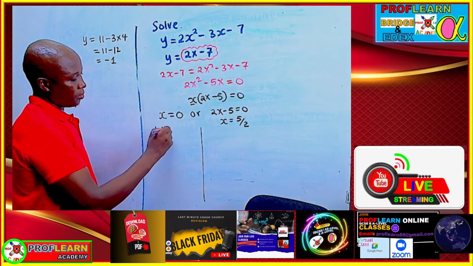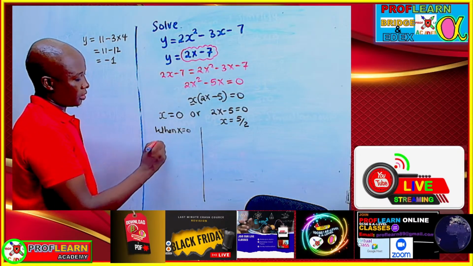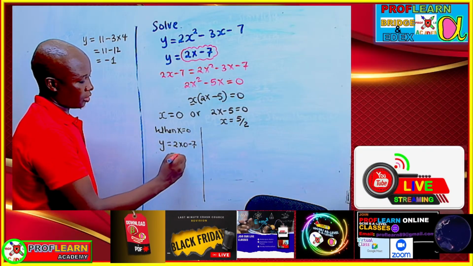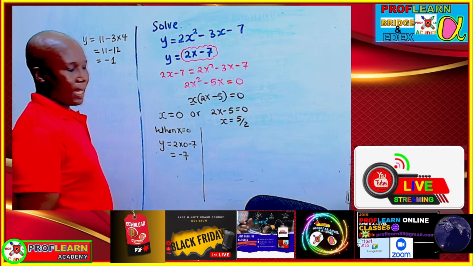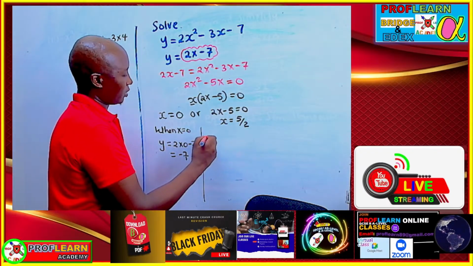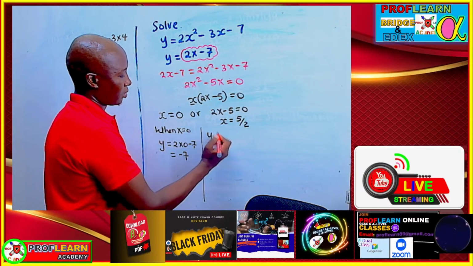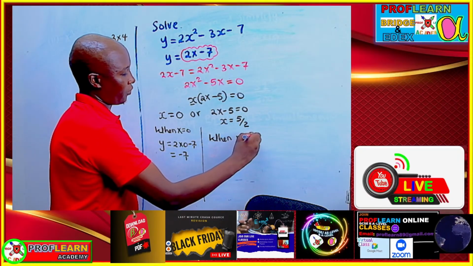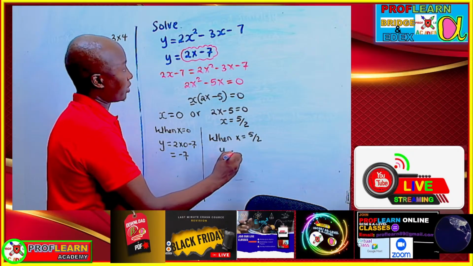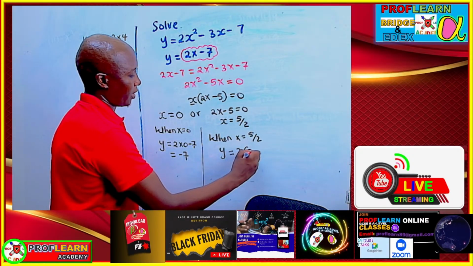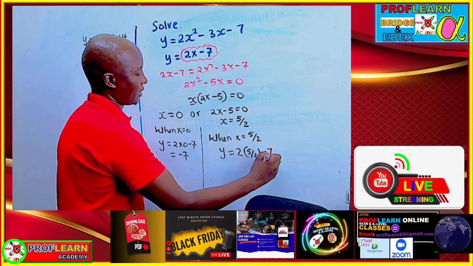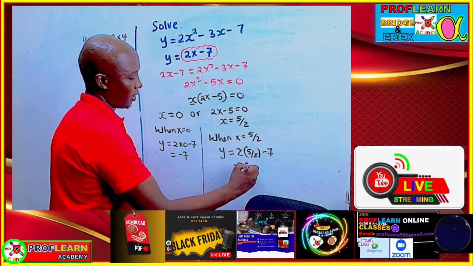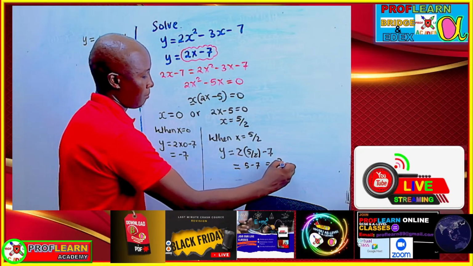So we can say when x is equal to 0, y is going to be 2 times 0 minus 7, and that is going to be negative 7. And when x is equal to 5 over 2, y is going to be what? 2 into 5 over 2 minus 7. So this is going to be 2 and 2 will cancel out. Then we shall have 5 minus 7, and that's going to be minus 2.